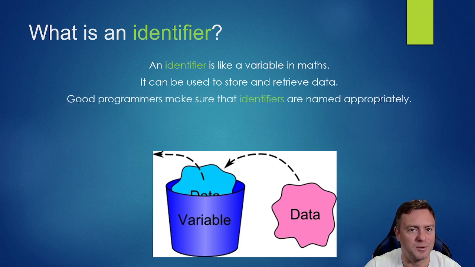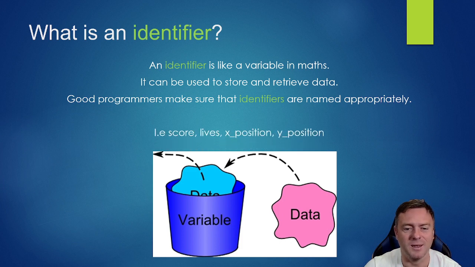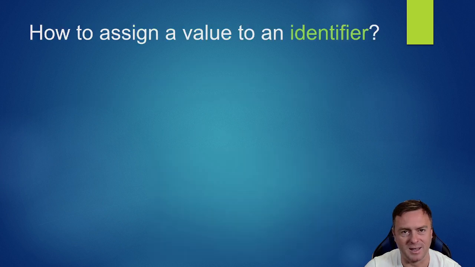It's really important that good programmers make sure the identifiers are named appropriately. So if you're doing scores or lives or the position of your player inside the game, you need to make sure that the variable that you write has a clear link to that.